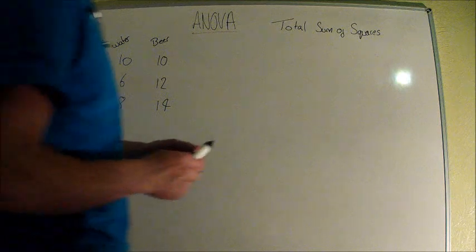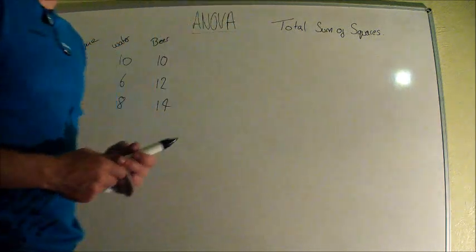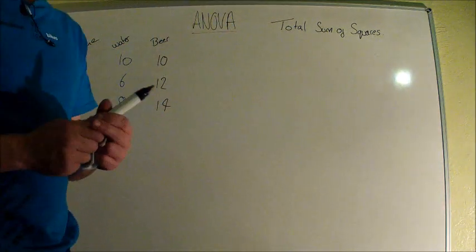So in this podcast, we're going to be looking at working out the total sum of squares. This is the first bit we need to calculate to work out our ANOVA.